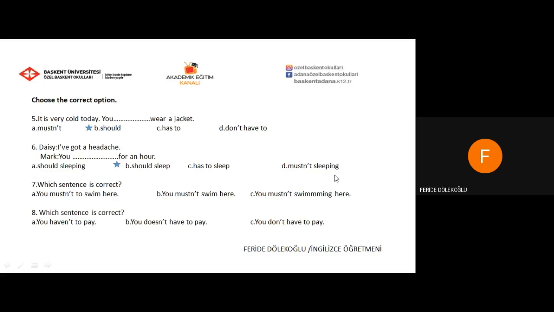Question 7. Which sentence is correct? You mustn't swim here. Mustn't plus verb 1. Number 8. Which sentence is correct? The correct one is option C. You don't have to pay. With you, we don't use doesn't. And negative form of have to isn't haven't to. This is wrong.